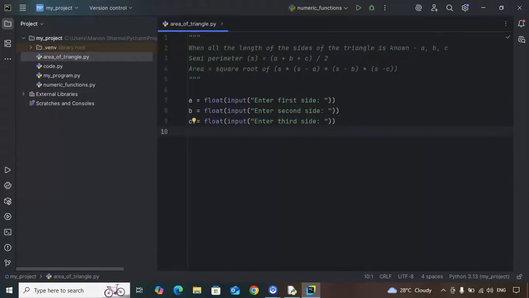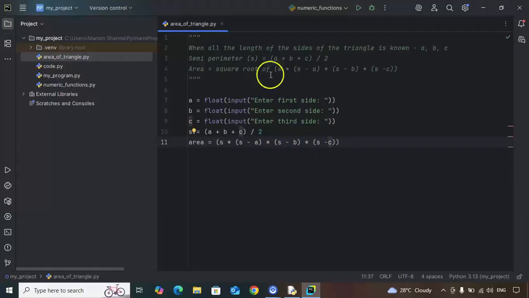Now we can calculate S first. S equal to simply A plus B plus C, and divided by 2. You have to write brackets, you know that, otherwise that will not be the correct calculation. This is S, and area equal to, now how to write this? We'll come back to square root. First, let's write this. S multiplied by S minus A multiplied by S minus B multiplied by S minus C.